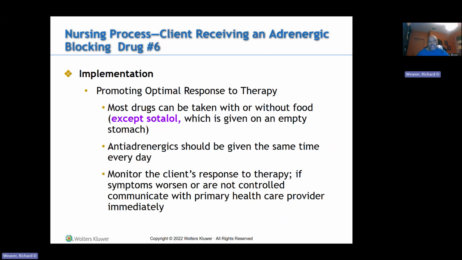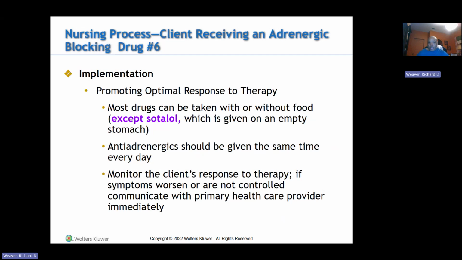Most adrenergic blocking drugs may be given with food. That's something to really remember when you're doing your tests. But sotalol, which is a beta blocker, is given on an empty stomach because food can affect the absorption of the drug. That one in particular, you have to remember, possibly for your test even.